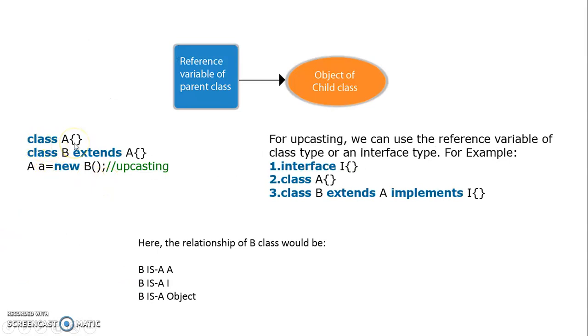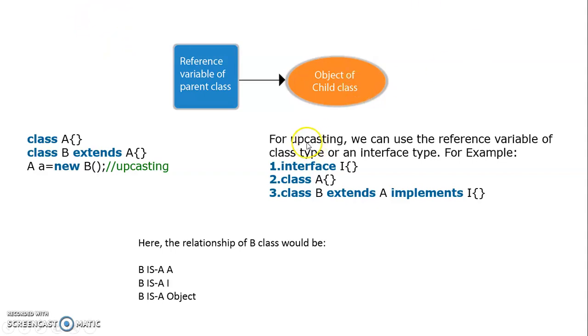This is class A, and another class B, which inherits the property of class A. So here the reference variable of a parent class refers to the object of the child class. Here is the A variable which refers to the object of the child class.